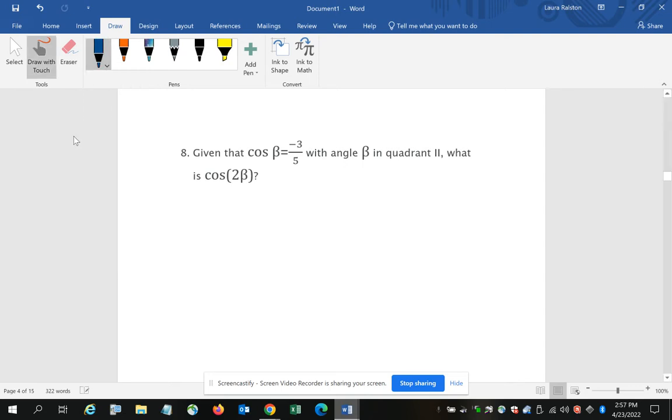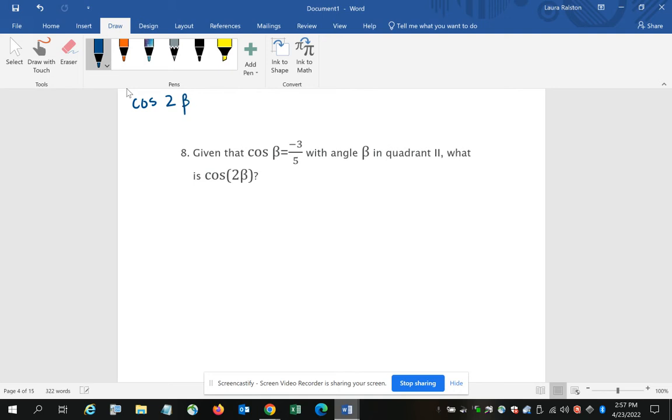All right, question 8 says, given that cosine B is negative 3/5 with angle B, or beta, excuse me, in quadrant 2, what is cosine 2 beta? So this is a double angle, and again, because it alludes to 2 beta, I know that I'm going to use one of those formulas.